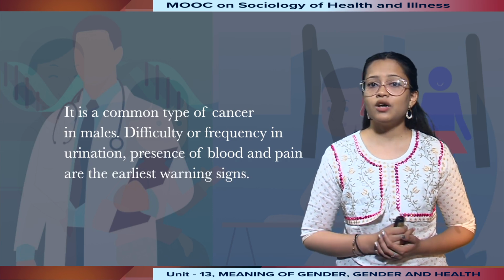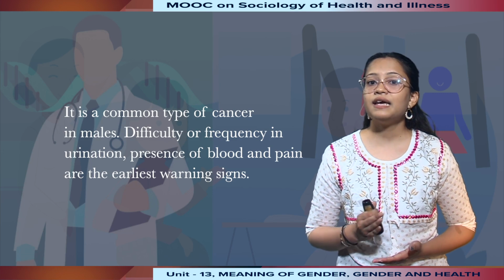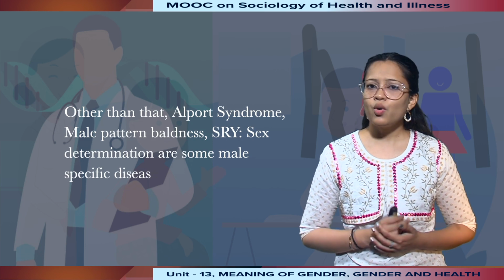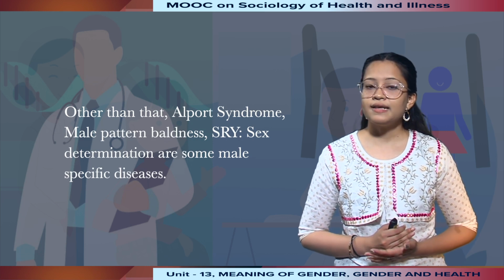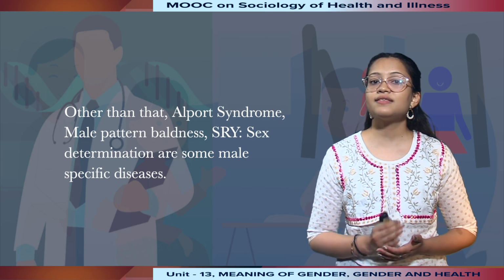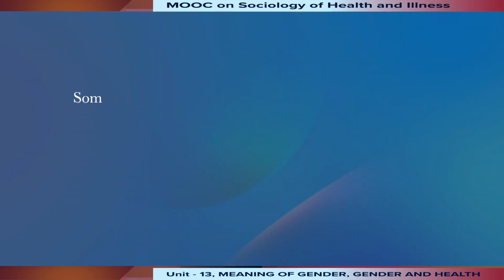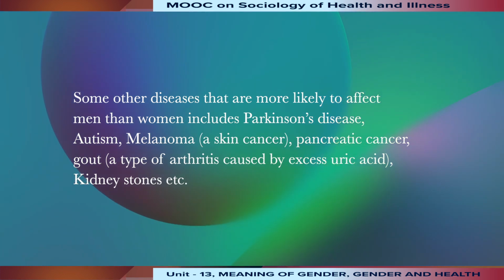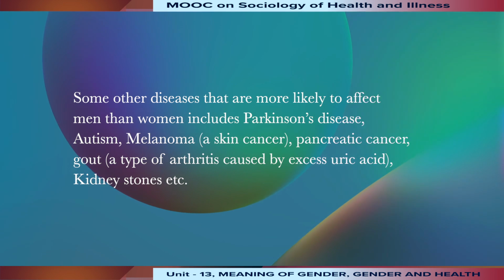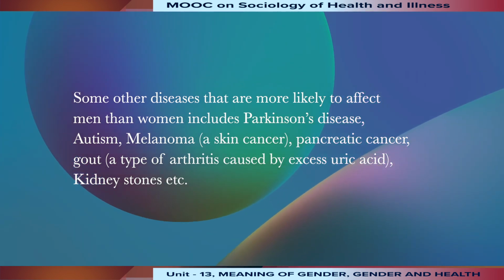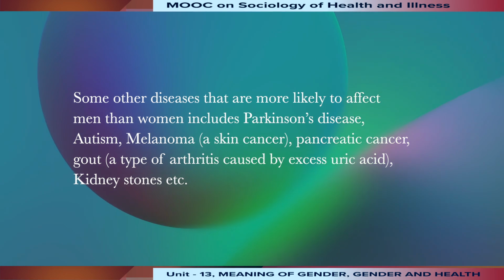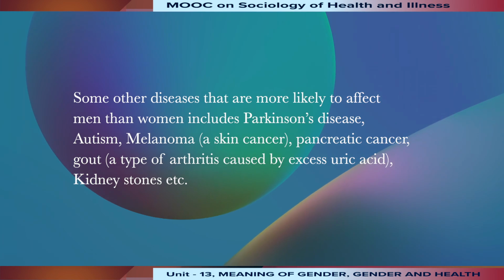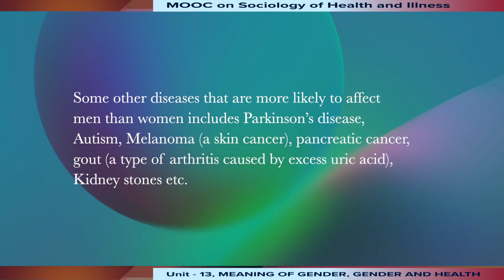Difficulty or frequency in urination, presence of blood, and pain are the earliest warning signs. Other than that, Alport syndrome, male pattern baldness, SRY sex determination are some male-specific diseases. Some other diseases that are more likely to affect men than women include Parkinson's disease, autism, melanoma, which is a type of skin cancer, pancreatic cancer, gout, a type of arthritis caused by excess uric acid, kidney stones, etc.